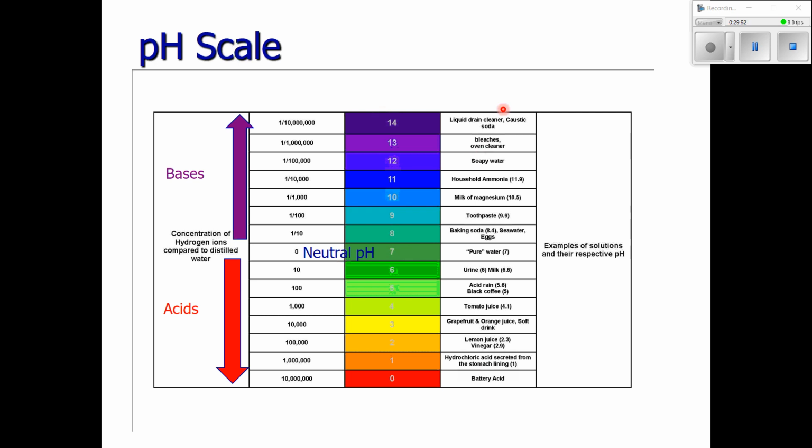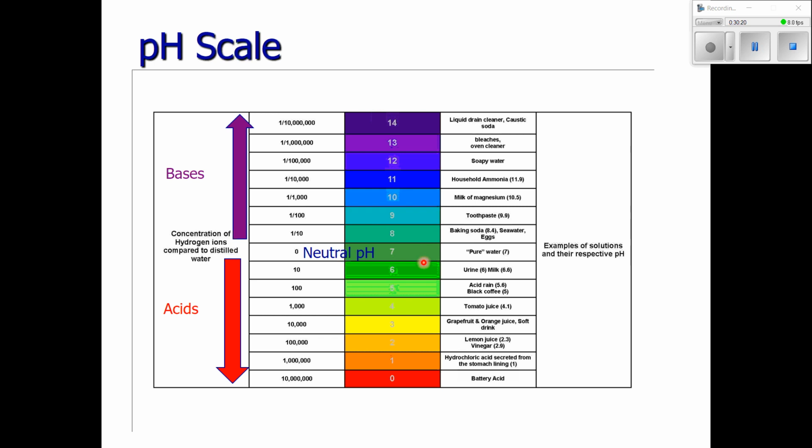You don't have to memorize all these examples. Don't stress about that. But just know this. pH of 7 is neutral, neither acid nor base. Water is one of the few substances on Earth that has exactly a pH of 7. Anything with a pH below 7 is an acid. Anything with a pH above 7 is a base.